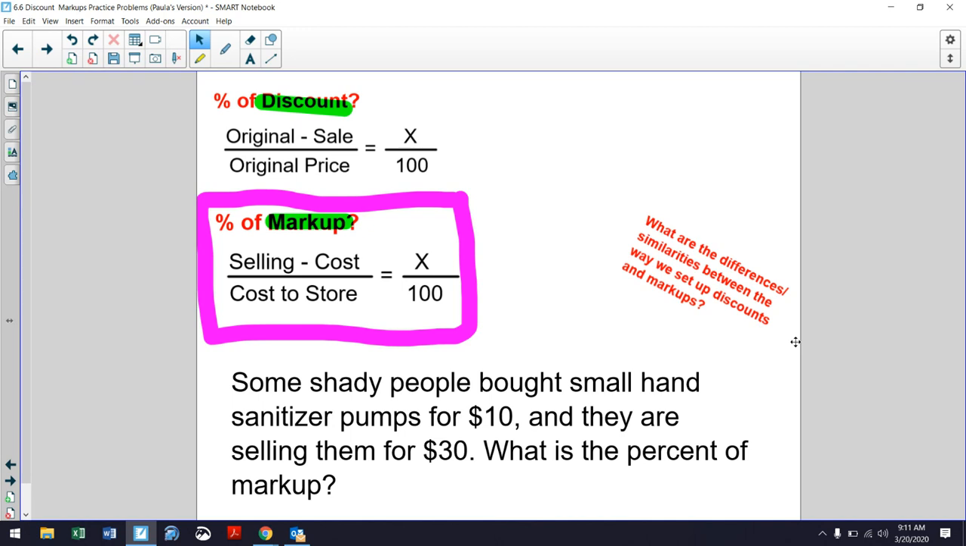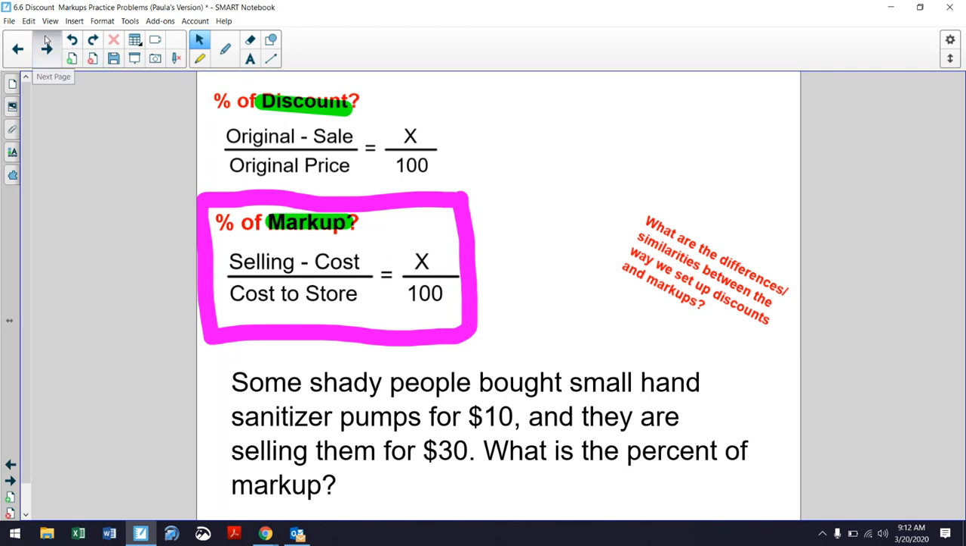So we can see how just thinking about discounts and markups in a similar way, they're not that different. Just remembering that markups are more, so we're always adding them on, and discounts are always less than original prices.